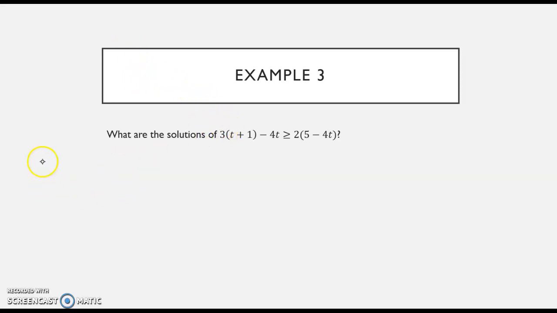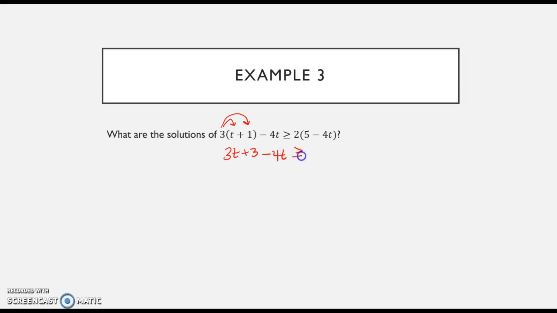Here we need to distribute. Okay, so I need to distribute. I need to take that 3 times the t and the 1. So I'm going to end up with 3t plus 3, because 3 times 1t is 3t, and 3 times 1 is 3. And then I'm just going to keep that minus 4t.